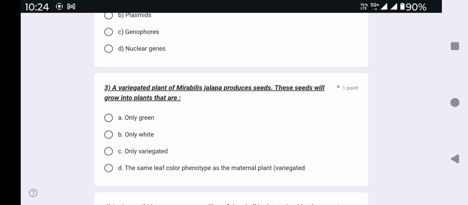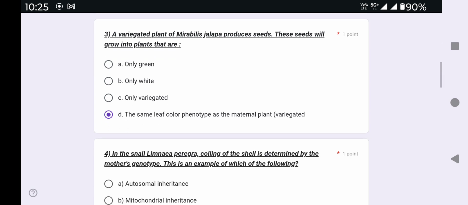Now the third question is, a variegated plant of Mirabilis jalapa produces seeds. These seeds will grow into plants that are, so first option is only green, second option is only white, third option is only variegated, and fourth option is the same leaf color phenotype as the maternal plant, which is variegated. The correct answer will be option D, the same leaf color phenotype as the maternal plant. Variegated means all kinds of colors.